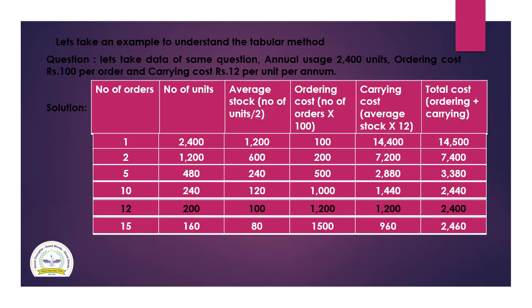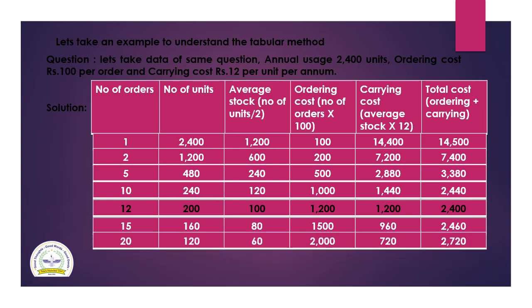It is observed that in the previous assumption where the number of orders was 12, the total cost was 2,400. But as we increase the number of orders to 15, it comes to 2,460. Let's go for the next assumption. If we are ordering in 20 orders, each order will consist of 120 units, 60 as the average stock, ordering cost will be 2,000, carrying cost will be 720, and total cost will be 2,720.